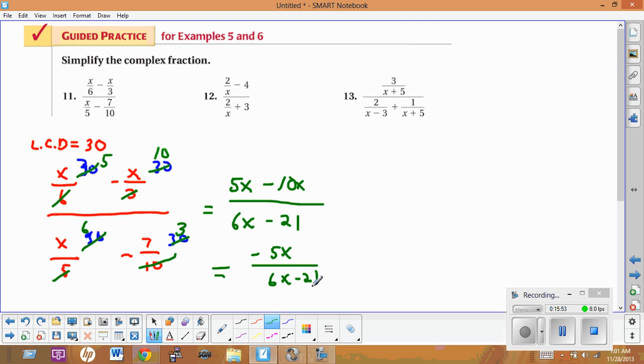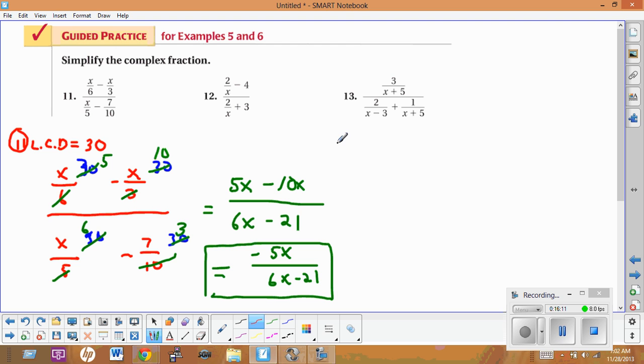Okay, look for any more simplification. Can I reduce? I notice I can pull a 3 out of the denominator, but a 3 won't help me in the numerator. So there's my answer. Okay, going on to number 12. So this was number 11.